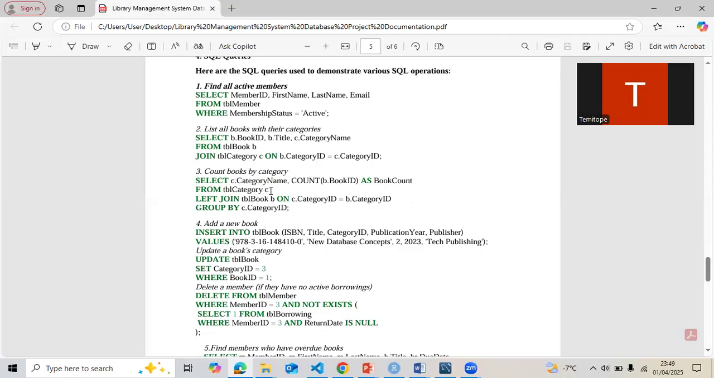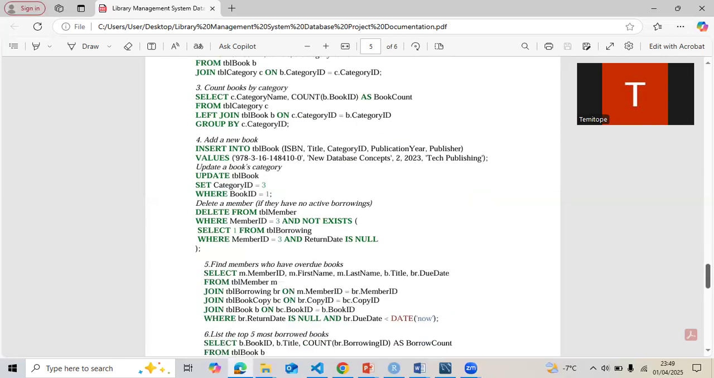This C is an alias. So we are using this as an alias of category. Then left join book on category ID is equal to category, group by category ID. So group by is a form of filter when you are trying to do your query.